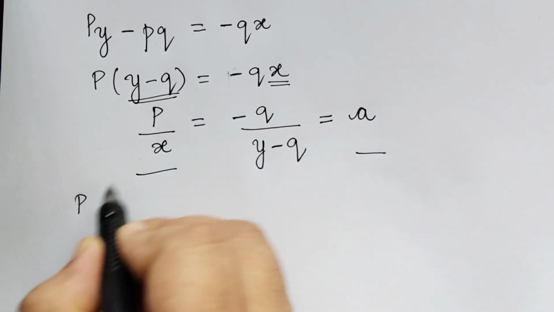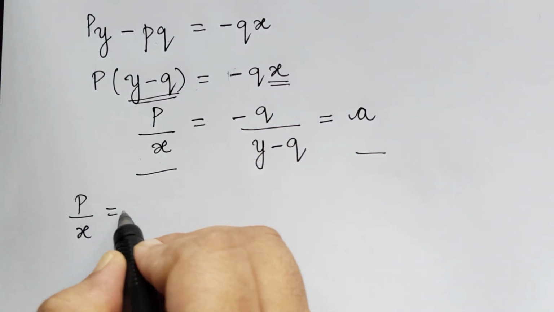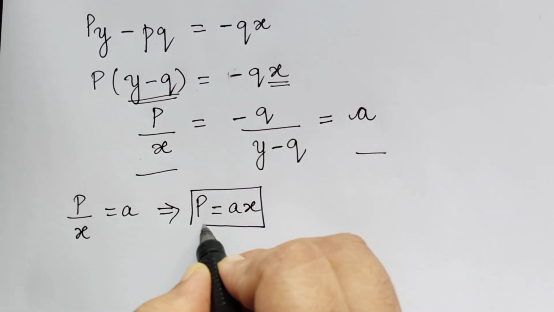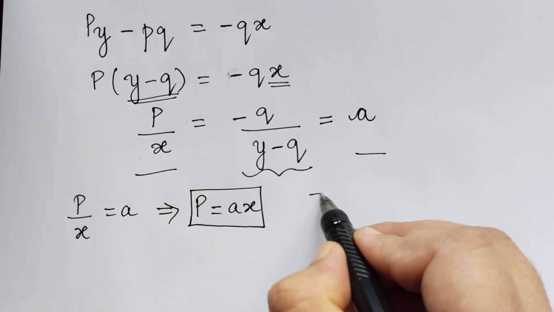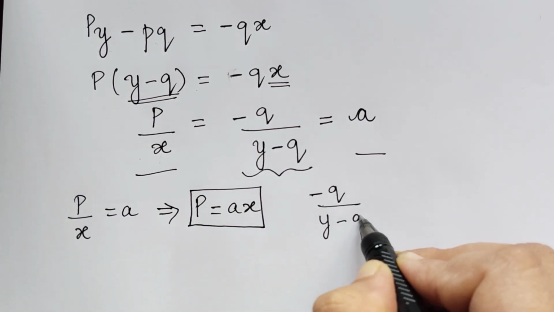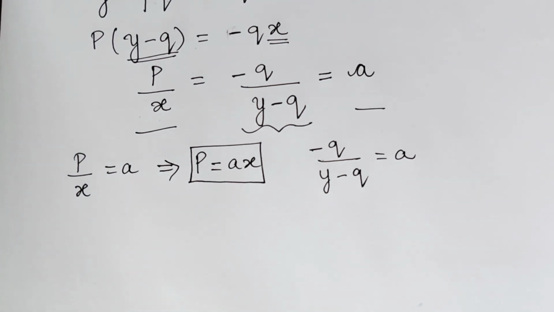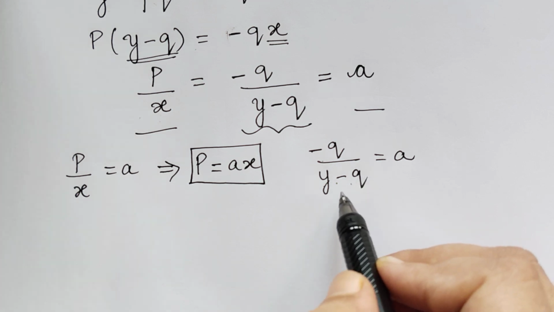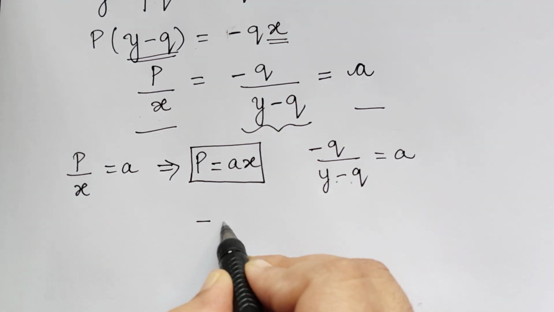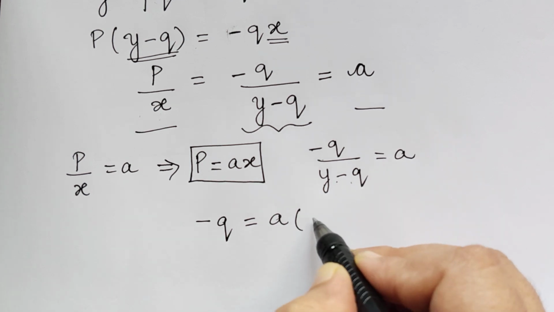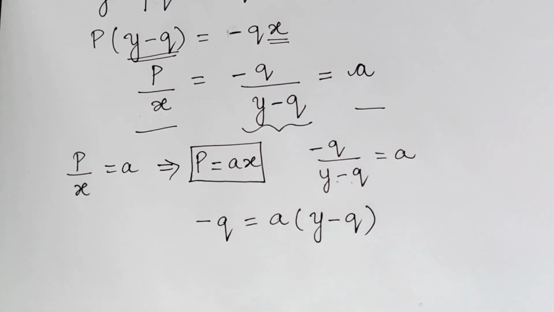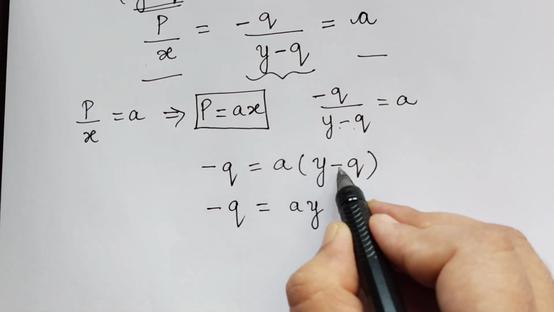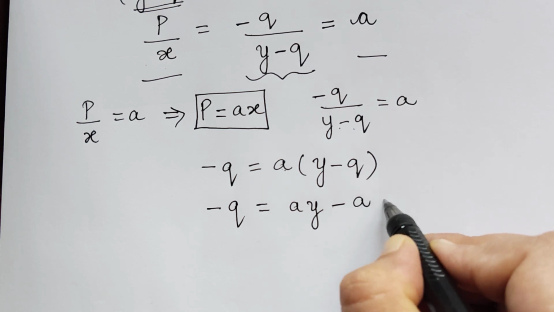So from the first one, that is p by x is equal to a, we obtain that the value of p is equal to ax. And by equating this, that is negative q by y minus q is equal to a, we have this negative q as it is to the left and take this y minus q to the right. So what we will get is negative q is equal to a multiplied with y minus q.